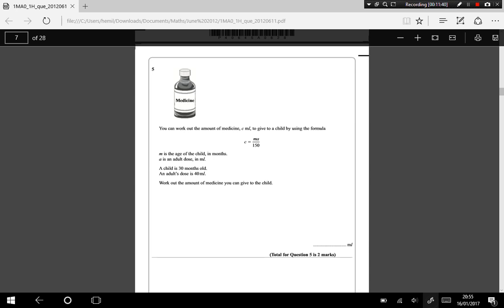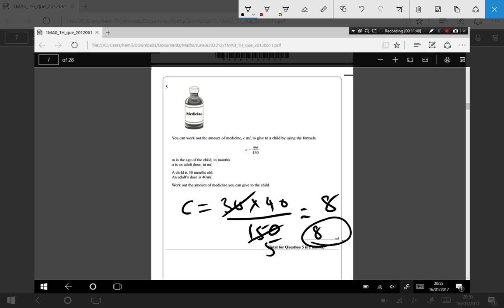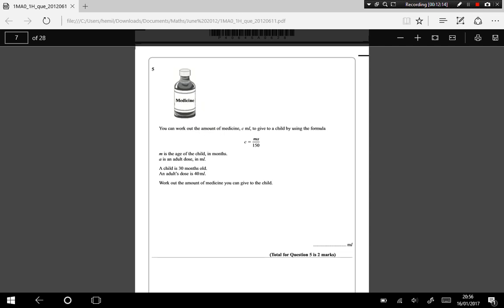So let me just go to screen sketch again. What we have to do is, we've got the child is 30 months old, and we have to work out the medicine to give to the child. So we need to just plug the values into the formula. M is the age of the child in months, so it's 30. Adult's dose is 40, and divide that by 150. 30 times 40 is 1200, divided by 150, we can simplify that to 8, and so the answer is 8. And it's a simple 2 marks to get, actually. Don't lose simple marks like this.